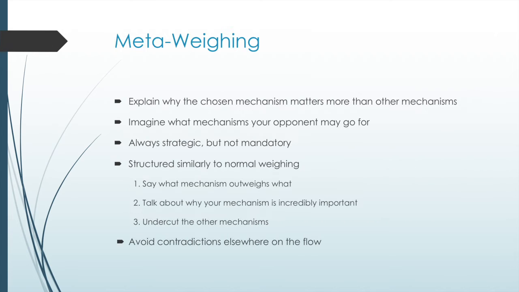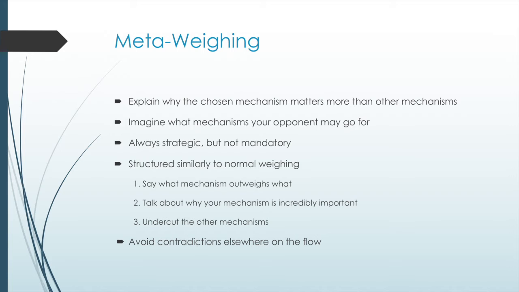So now we're going to talk about this fifth step that I had listed that I said was a little bit different. So this fifth step is meta weighing. It's kind of its own thing. There's its own structure, its own way that we're going to make these claims. But it is important to do it whenever there are multiple weighing claims on the flow.